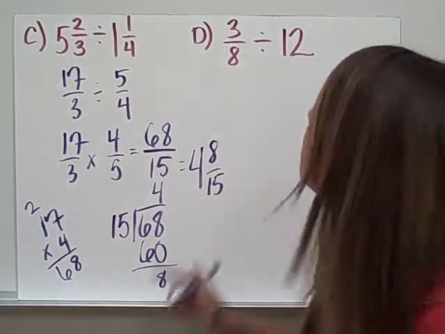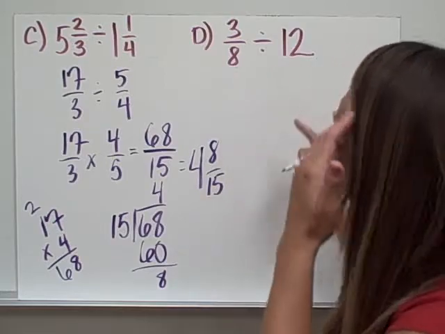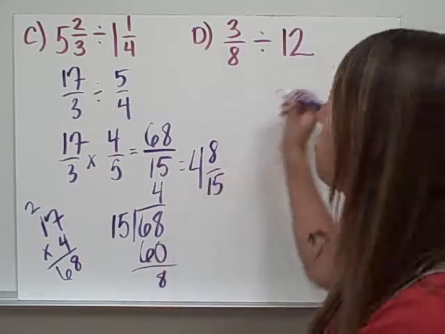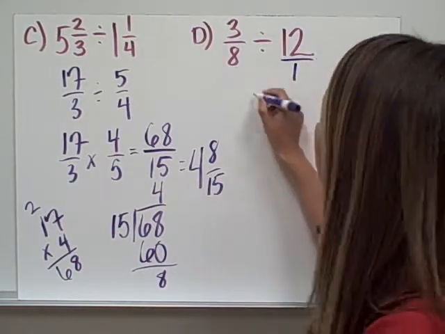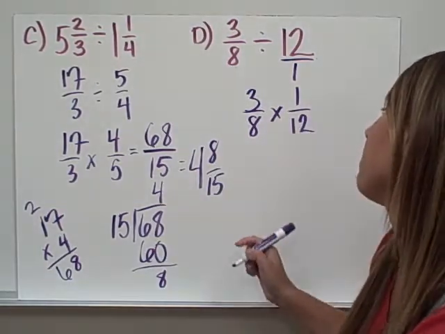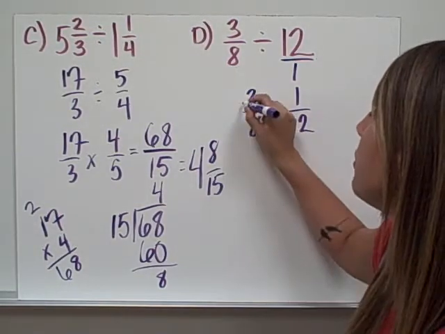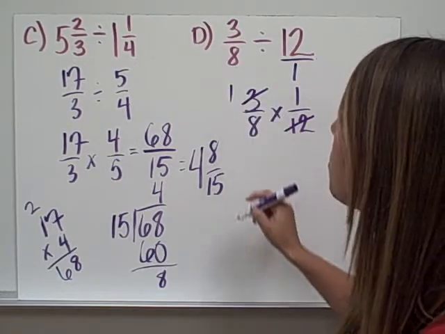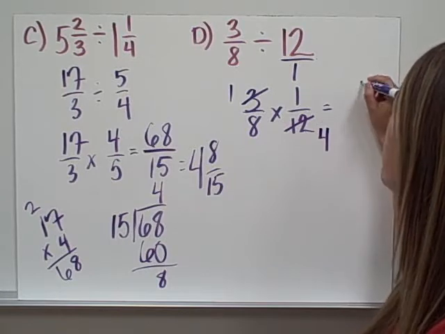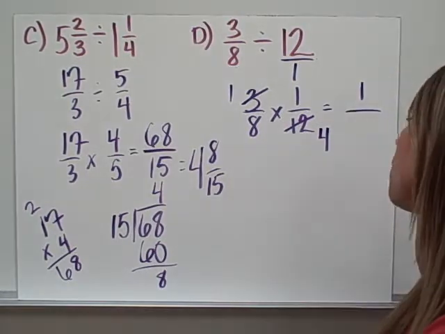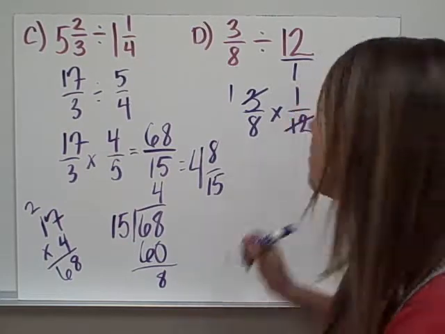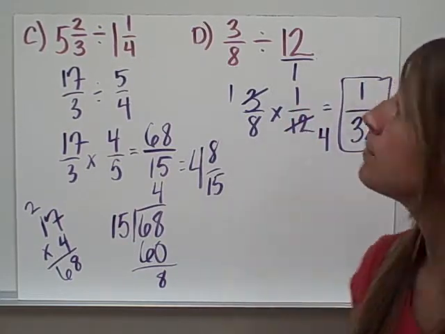Our last example is 3/8 divided by 12. Remember, if we're working with a whole number, to turn it into a fraction that we want to work with, just put it over 1. 3/8 times 1/12. And then 3 and 12 share a common factor of 3. So 3 goes into itself once, into 12 4 times. 1 times 1 is 1, and 8 times 4 is 32. So 1/32 will be our answer. And there you have it.